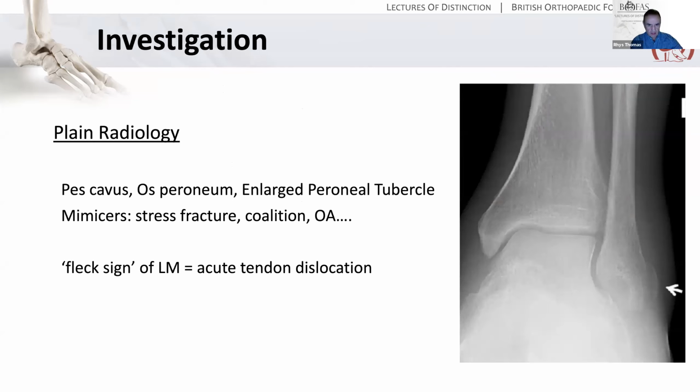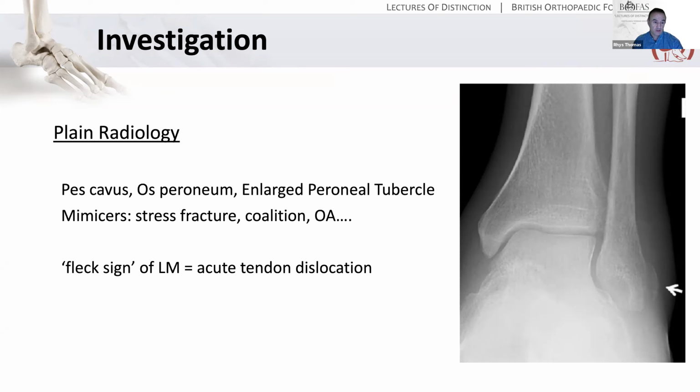So how are we going to investigate these patients? Well, obviously, if there's a traumatic event, or usually if they come to clinic, they will have some plain radiology. What can we look for? Well, obviously, any cavus deformity, whether there's the presence of an os peroneum, which is usually best appreciated on an internally rotated, non-weight bearing oblique view of the foot. You can occasionally see an enlarged peroneal tubercle, though this is quite difficult on a plain film.